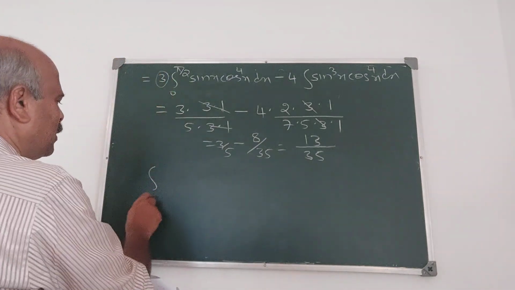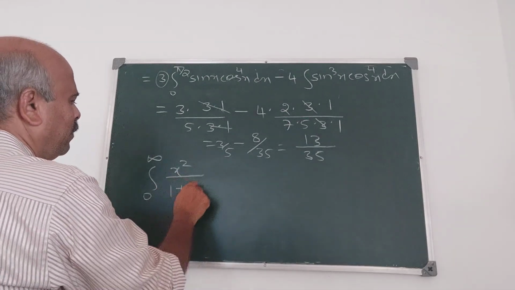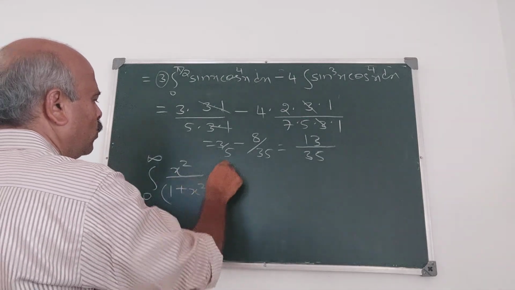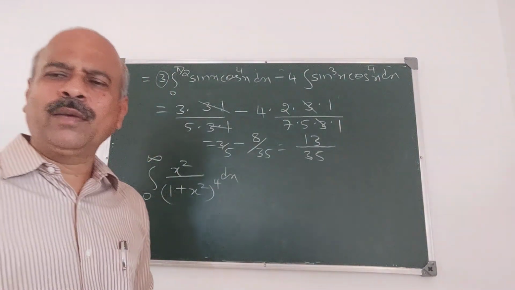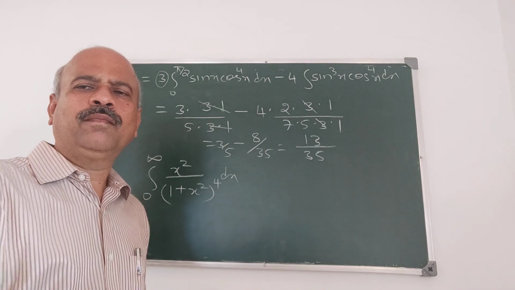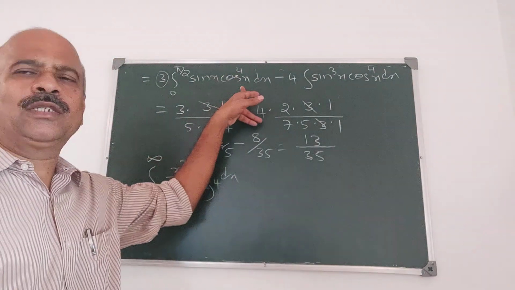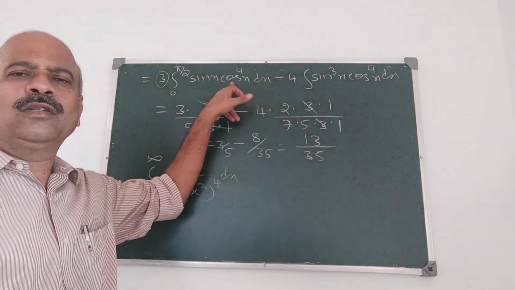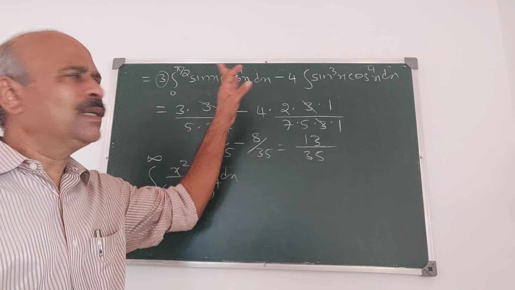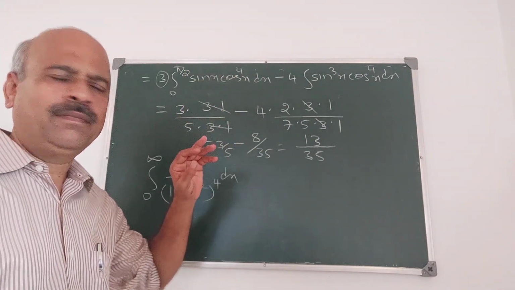Now consider this. Evaluate the integral from 0 to infinity of x square by (1 plus x raised to 4) with respect to x. Now here we will come across this sin x raised to p cos x raised to q. Sometimes it is taken as sin x raised to m cos x raised to n also. P and q are sometimes taken as m and n. Some authors use that notation.